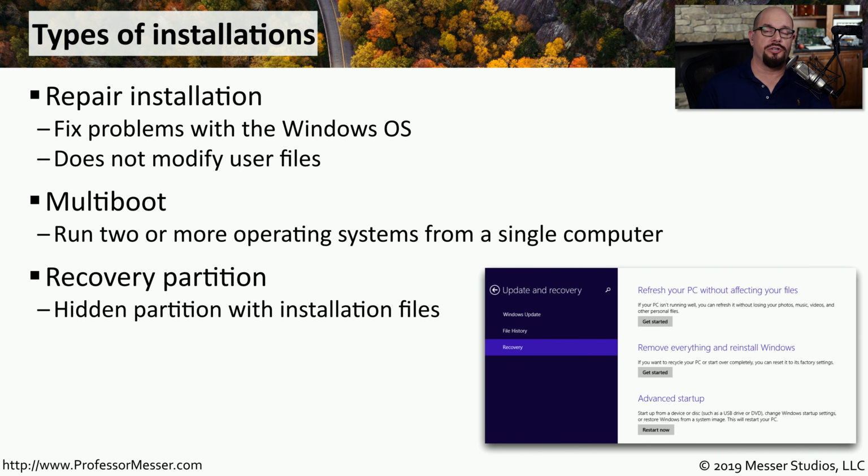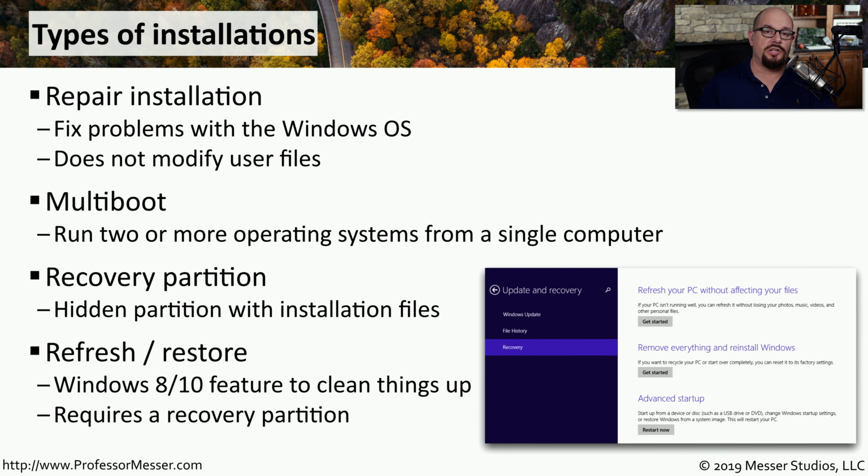In most modern versions of Windows, when you install the operating system, Windows will also install a recovery partition. This will take all of the Windows installation files and make a copy of those into a hidden partition on your computer. This is commonly used with a repair installation so that you can run the repair or run an install of Windows without needing to find the original Windows installation media.